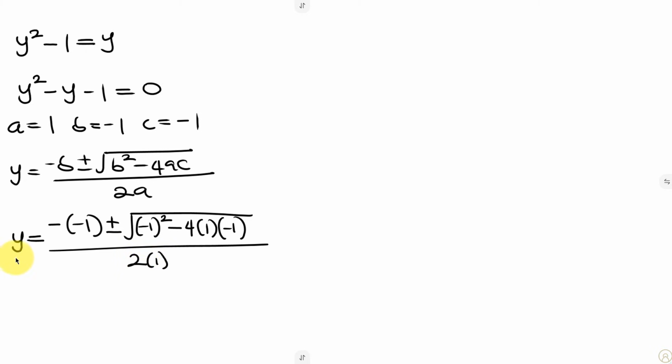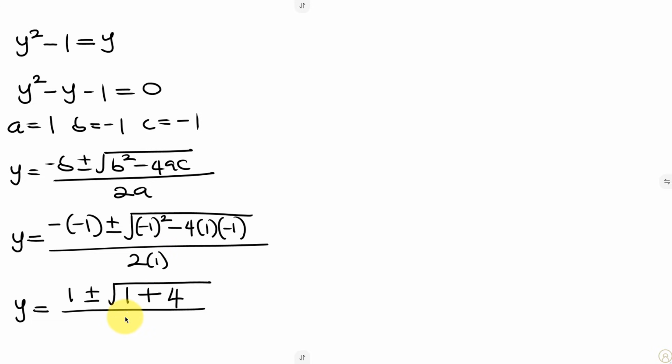Very good. Now continue. We have y to be equal to negative times negative gives positive. So I'm going to be having positive 1 plus or minus the square root of negative 1 squared is 1. Now this negative times this negative is positive. So 4 times 1 is 4.